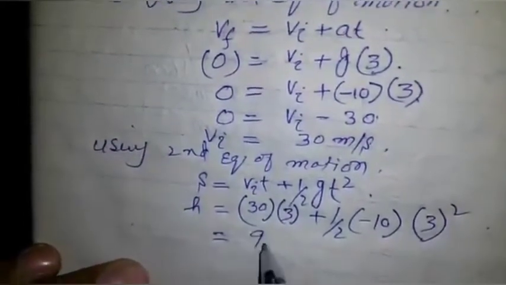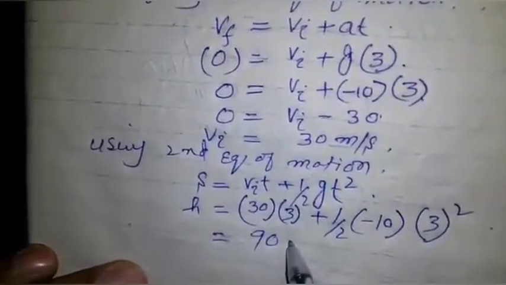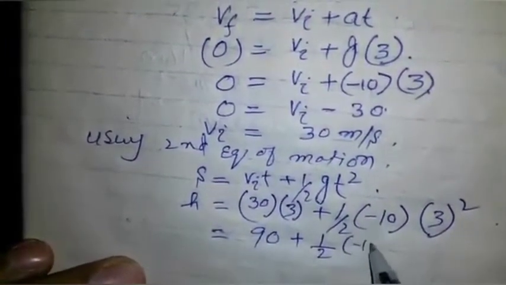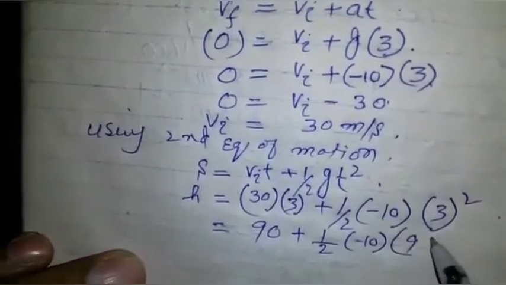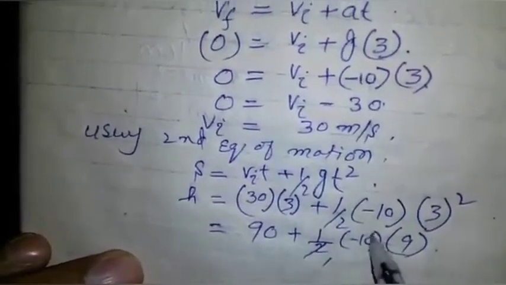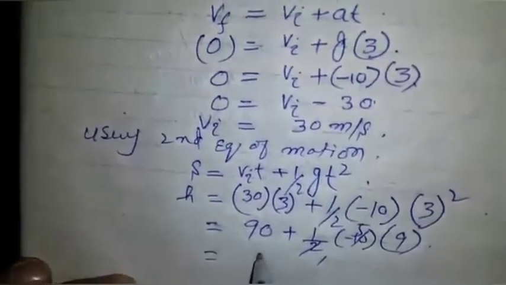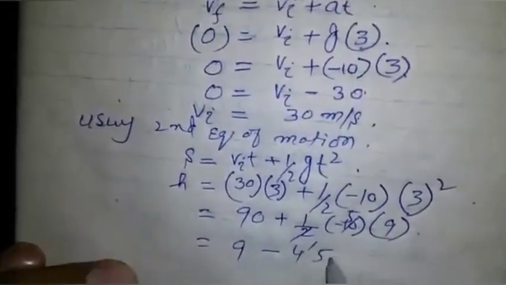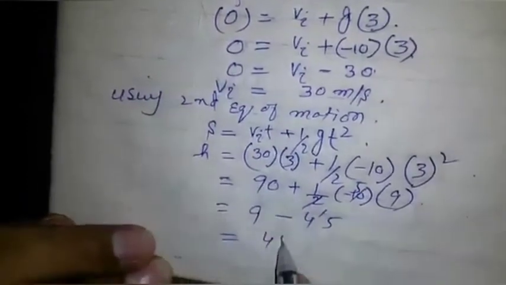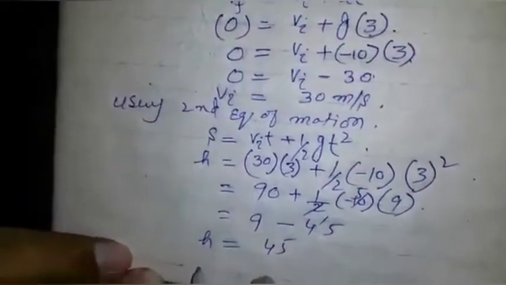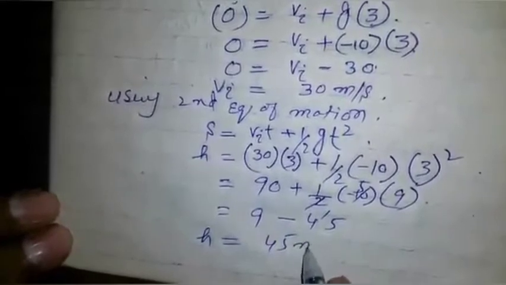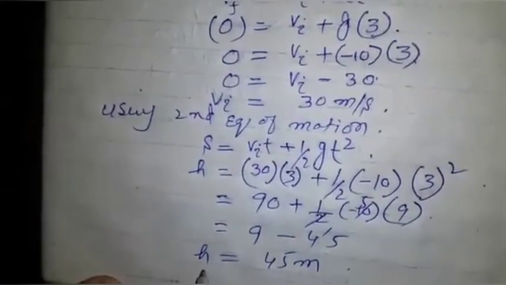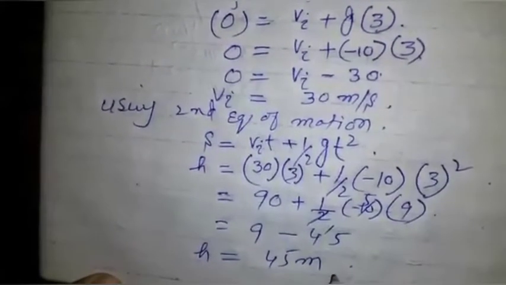is equal to 90 plus 1 over 2 into minus 10 into 9. 2 1 the 2, 2 5 the 10. 90 minus 45, which is equal to 45. h is equal to 45 meter. So the ball reaches maximum height h is equal to 45 meter.